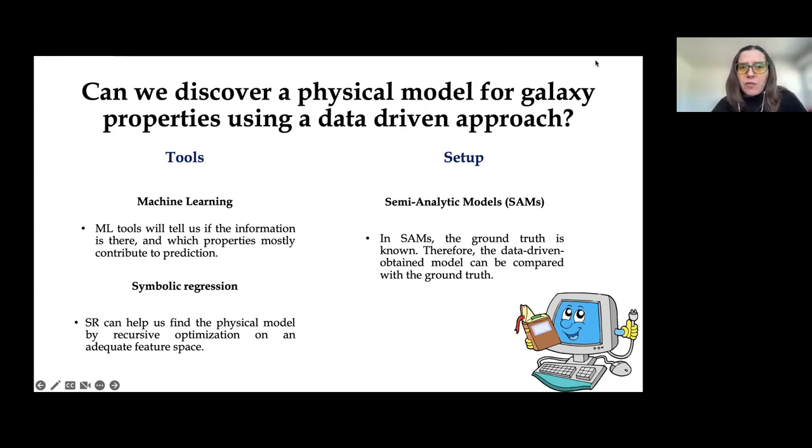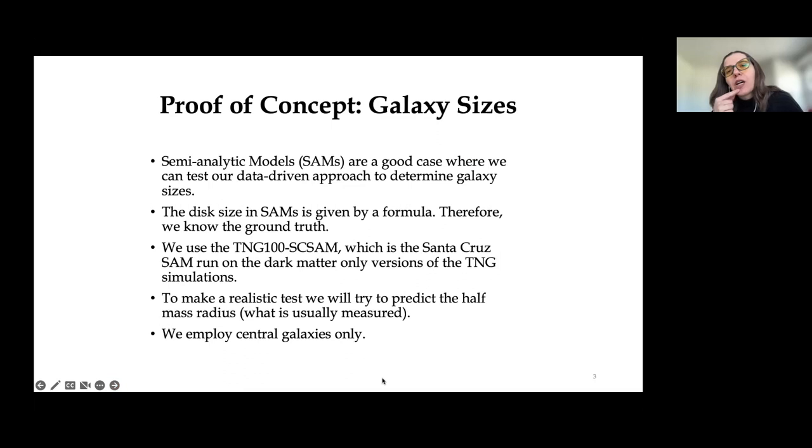And then next, we can use symbolic regression to search the equation space and learn if there is an equation that relates input and output through a mathematical formula. Semi-analytic models are a good setup to test this pipeline because in SAMs, we know the ground truth. So as a proof of concept, we apply this pipeline to galaxy sizes. Again, semi-analytic models are a good case where we can test our data-driven approach to determine galaxy sizes because the formula that sets galaxy sizes in SAMs is already known. And so we can compare our data-driven derived equation with the ground truth, the correct equation.